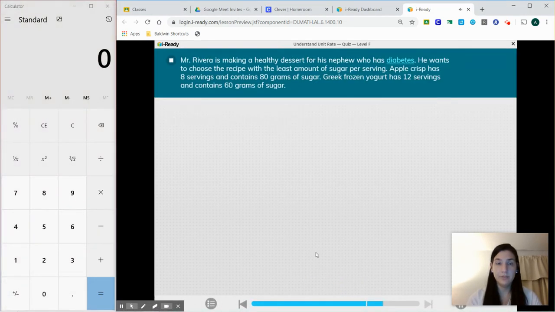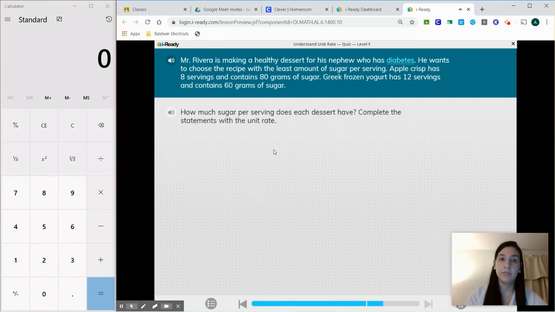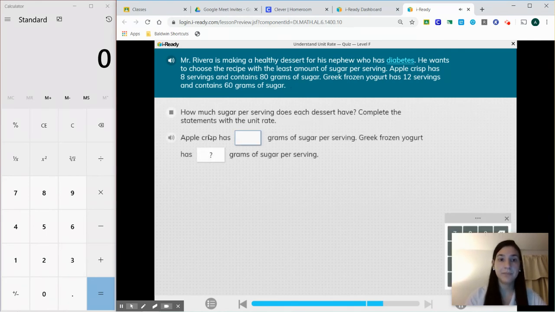Next question. Mr. Rivera is making a healthy dessert for his nephew who has diabetes. He wants to choose the recipe with the least amount of sugar per serving. Apple Crisp has 8 servings and contains 80 grams of sugar. Greek frozen yogurt has 12 servings and contains 60 grams of sugar. How much sugar per serving does each dessert have? So we're going to start with Apple Crisp.